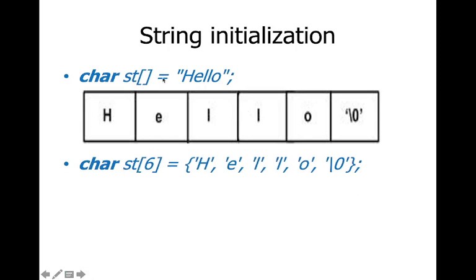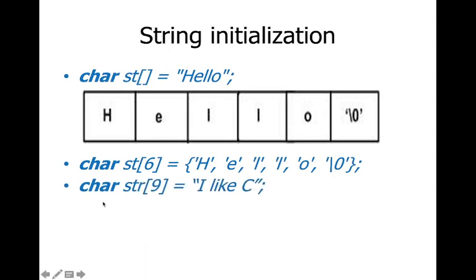This is another way to represent the same thing: char st of 6, and you can initialize like this. Within braces, as we have seen in arrays, you have to mention each character separately inside single quotes: H, E, L, L, O, and also you have to represent that \0. These will be stored in st of 0, 1, 2, 3, 4, and the last character will be st of 5. This way we can initialize a string.